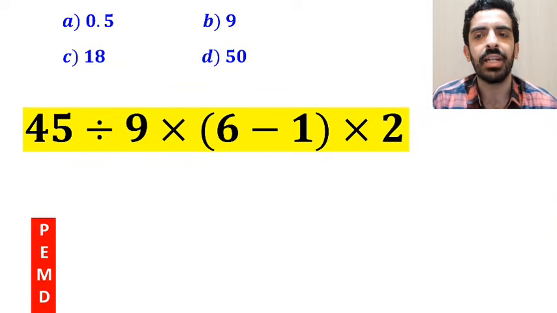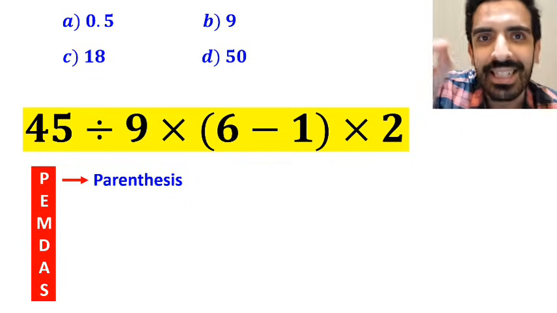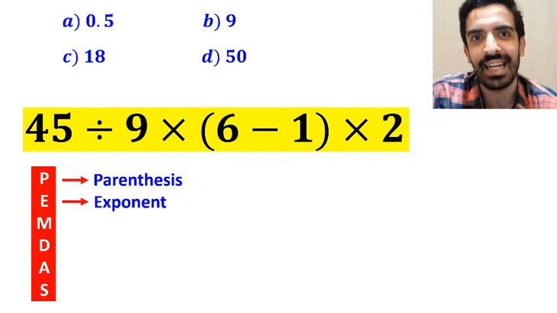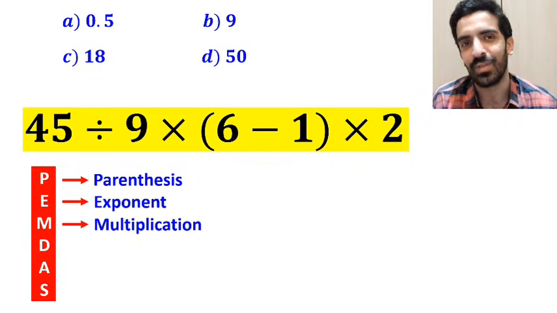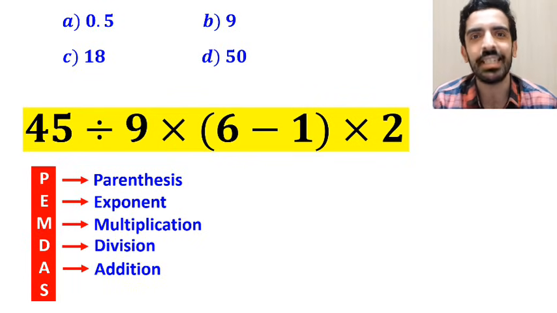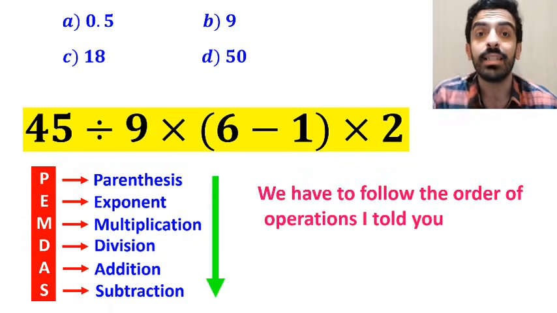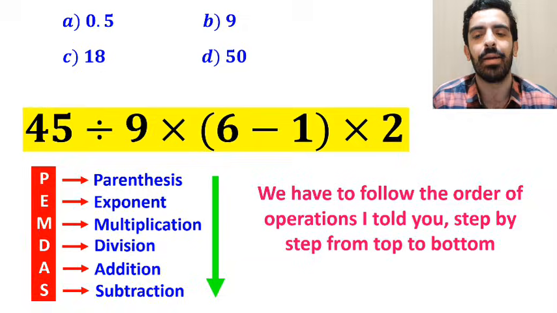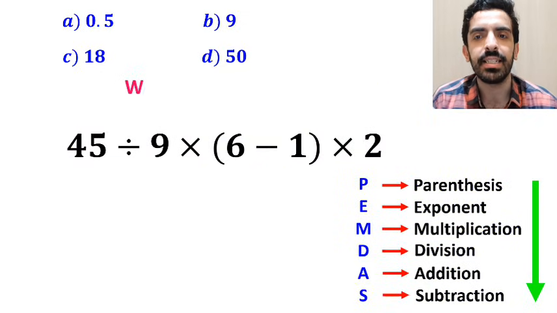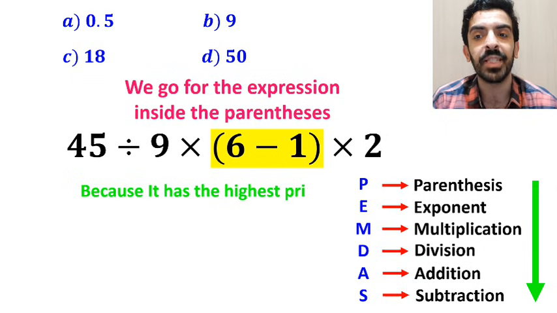To solve this question, we must follow a rule that is called PEMDAS. In this rule, P stands for parentheses, E stands for exponent, M stands for multiplication, D stands for division, A stands for addition, and S stands for subtraction. We have to follow the order of operations I told you, step by step from top to bottom. Okay, and the first step, we go for the expression inside the parentheses because it has the highest priority among all the operations.